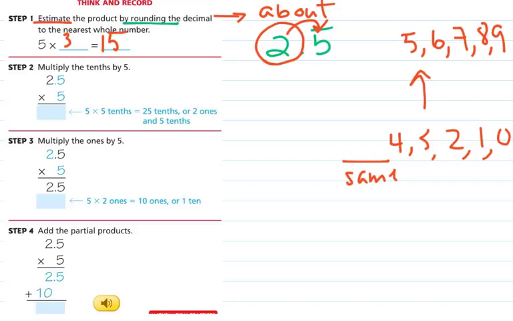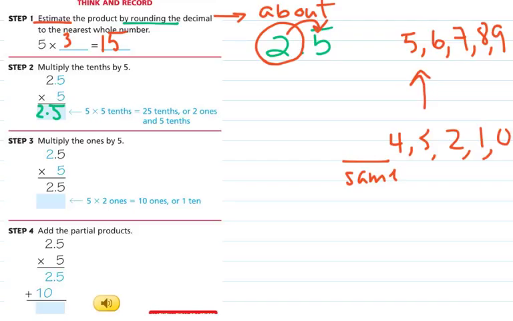We know that we want to check our actual against 15 at the end to see if it's reasonable. So now step 2, boys and girls, it says to multiply the tenths by 5. So when we get 5 times 5/10, we get 25/10, but we know we can trade 25/10 to be 2 ones and 5/10. Because remember, boys and girls, to have 25 dimes is the same as having $2 and 5 dimes.